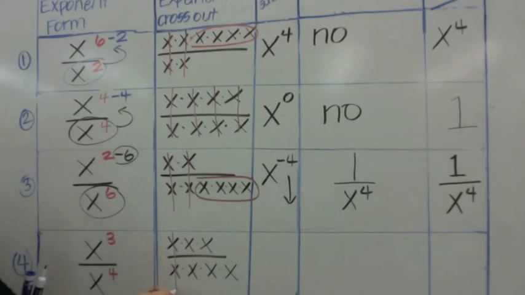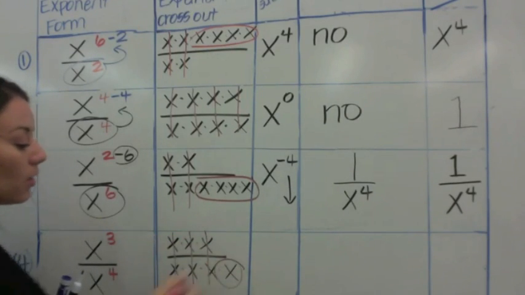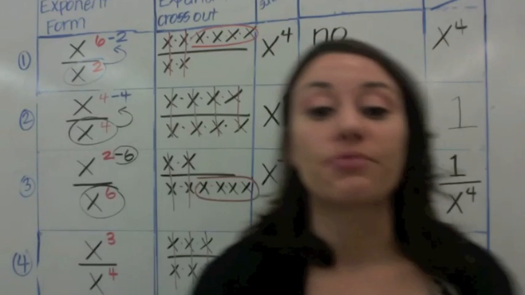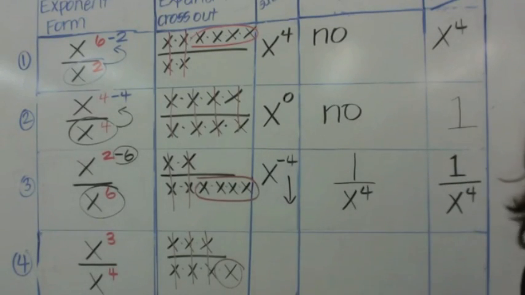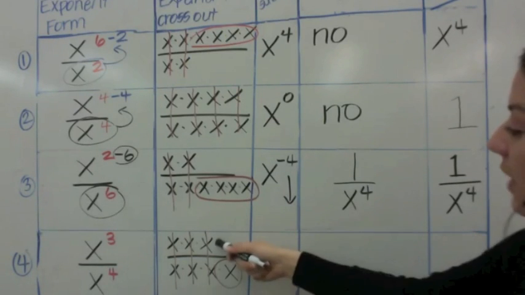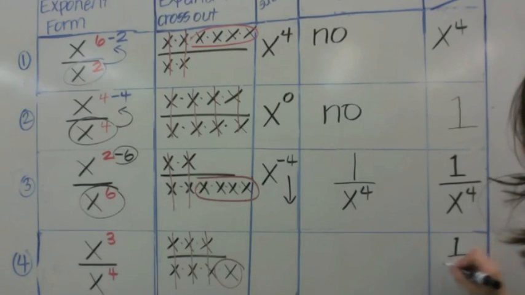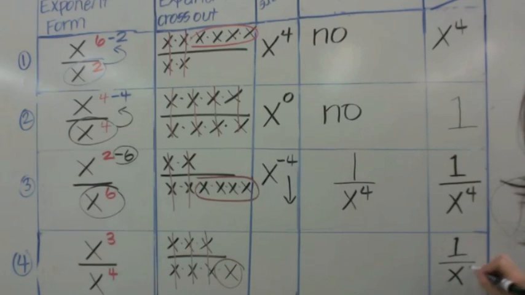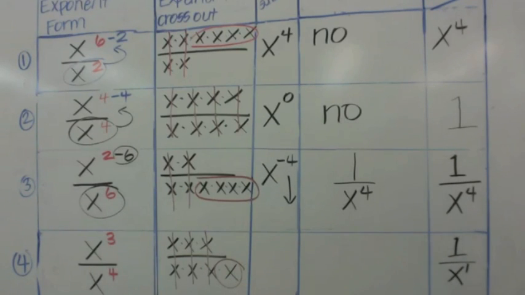x divided by x is 1, x divided by x is 1, and x divided by x is 1. You're left with what at the bottom of the fraction? You're left with 1 x, right? That's x to the power of 1. So at the top, you cross everything out. So you put a 1 over x to the power of positive 1, or just x, because you see that that is just x. It doesn't have an exponent next to it.